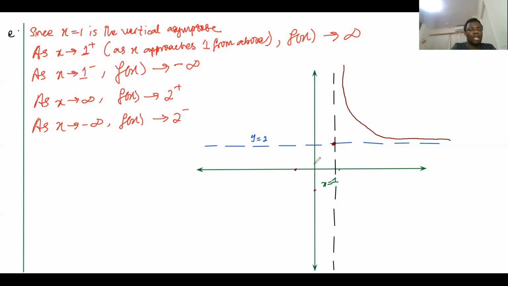Anyway, let's see. As x tends to 1 from below, which means from here, the curve tends towards negative infinity. So as it's coming here, the curve will go down. Okay, but remember, the curve still does not touch this other line. Please confirm if you understand what I'm saying so far. I will re-explain after I sketch it.